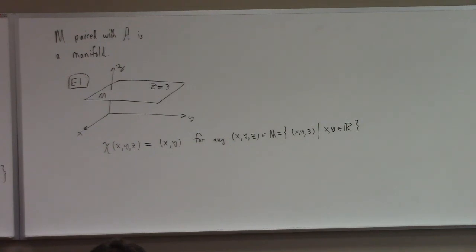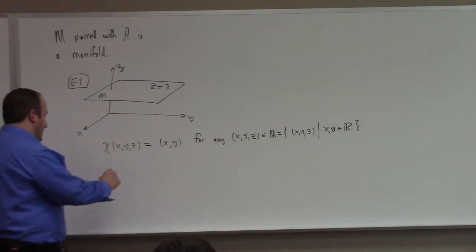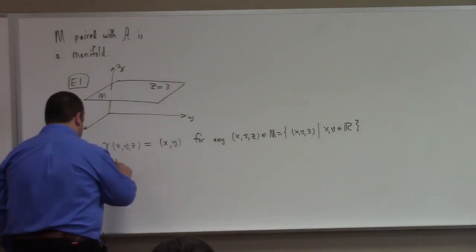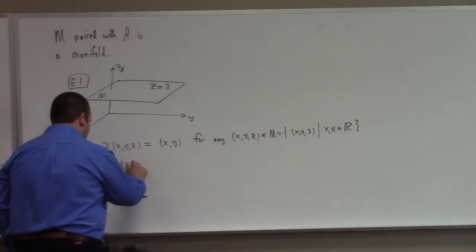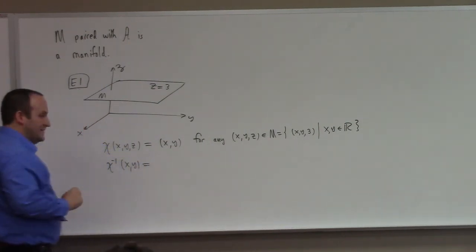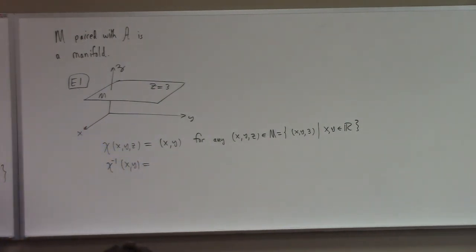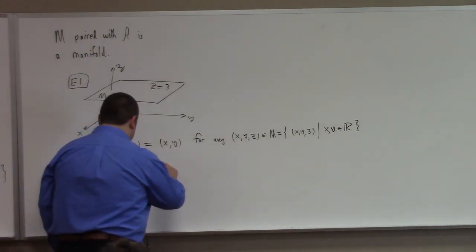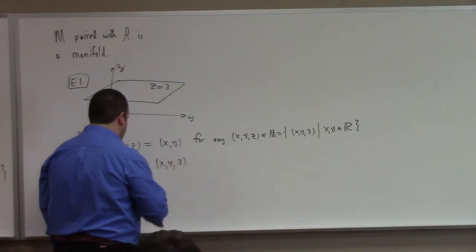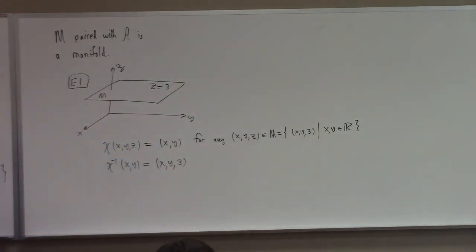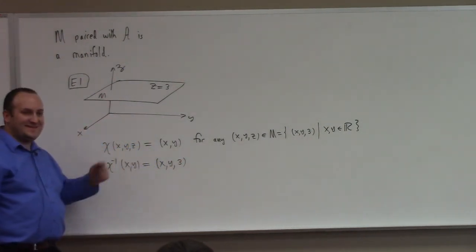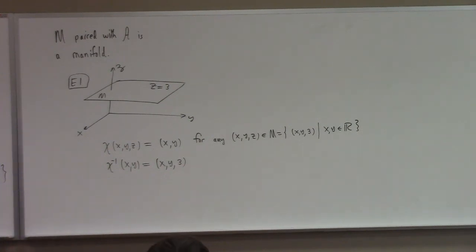Is this an invertible map? Well, what's chi inverse of x, y? What's that? x, y, 3. Very good. Notice that this z had to be 3 in the initial expression as well. I just didn't write it.